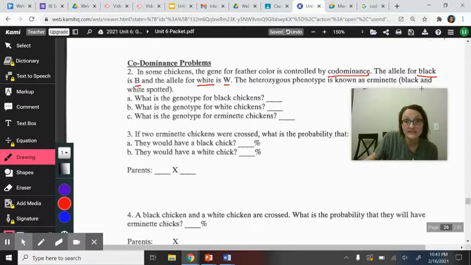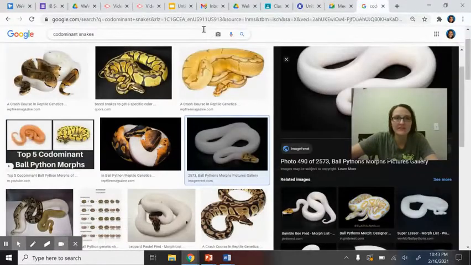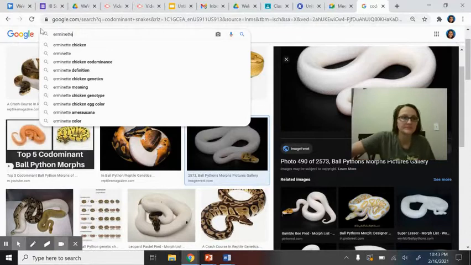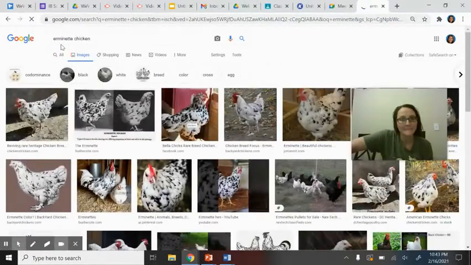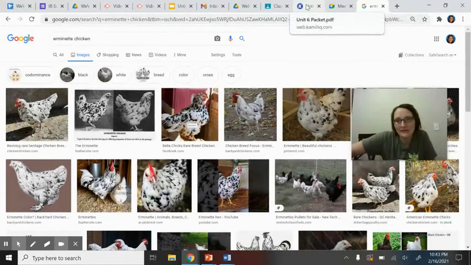A heterozygous, so let's say that it's heterozygous, is known as erminette. An erminette is a black and white spotted chicken. They also call these checkerboard chickens, and it looks like the tile on old 50s diners. Let me see if I can find an erminette chicken. There we go. And so there you can see an erminette chicken. It just has white and black spots. And so they call that erminette.